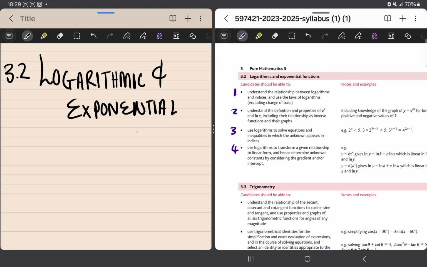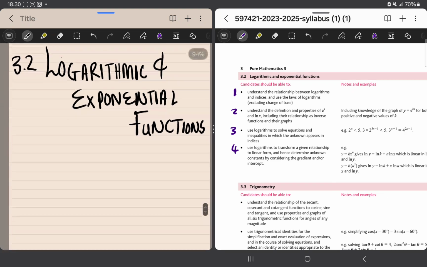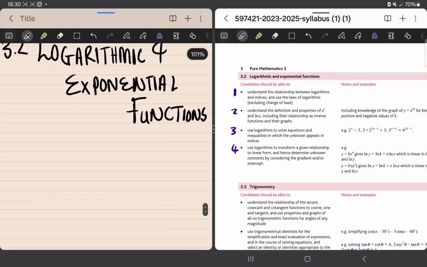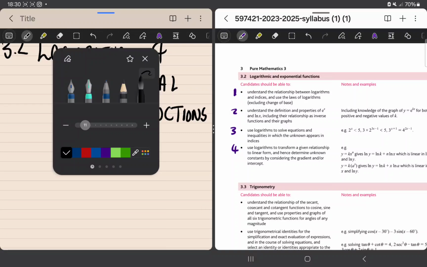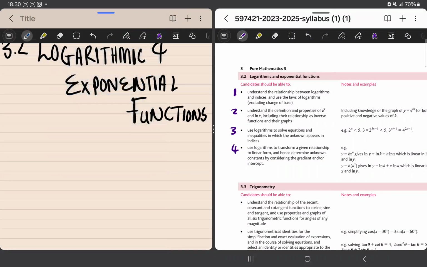So in the first one, we were looking at modulus functions. Now we are looking at logarithmic and exponential functions, okay? Isn't this nice? It's all about functions. Remember that part of functions was 3.1.1, part of your algebra. In algebra, we looked at more than just modulus functions, but yes, we did look at modulus functions. Now we are looking at logarithmic and exponential functions. What exactly are we looking at?